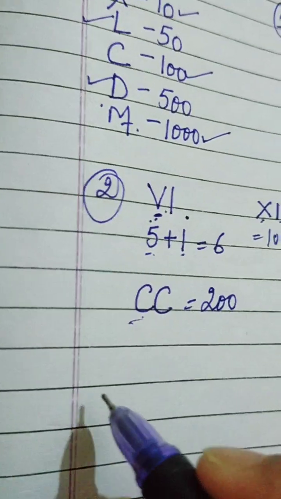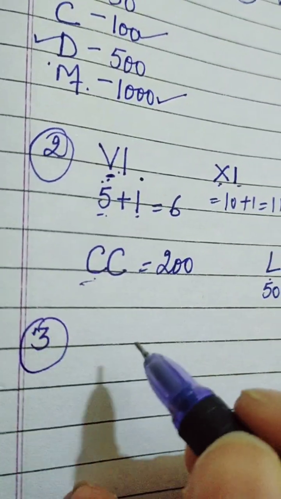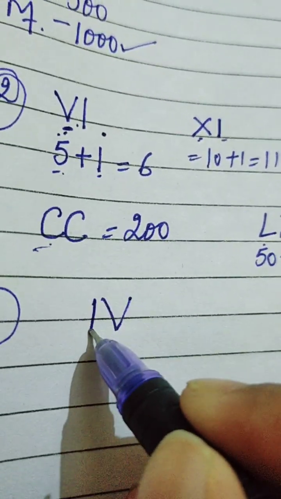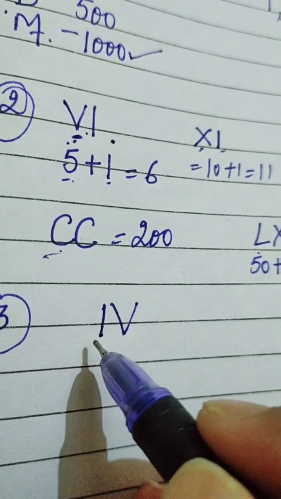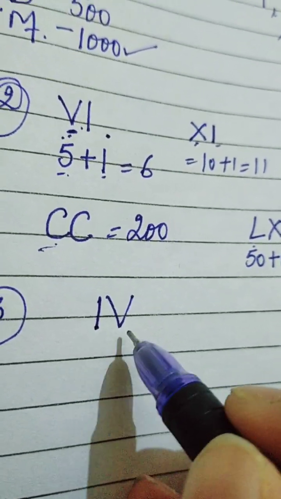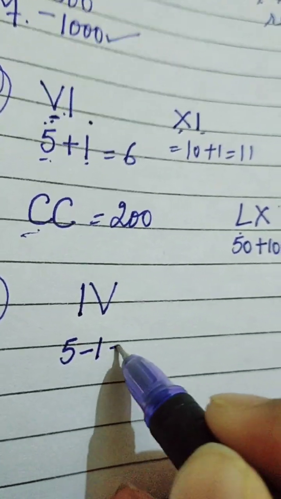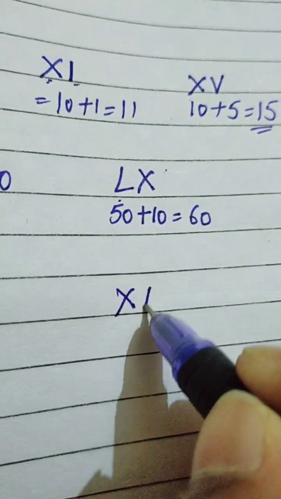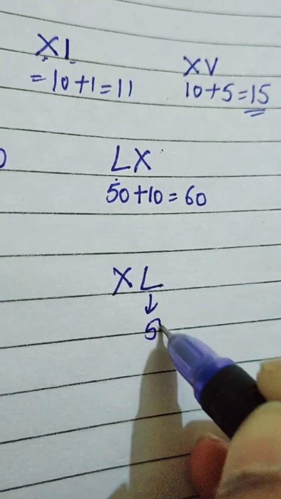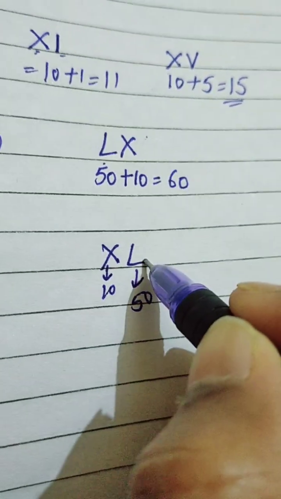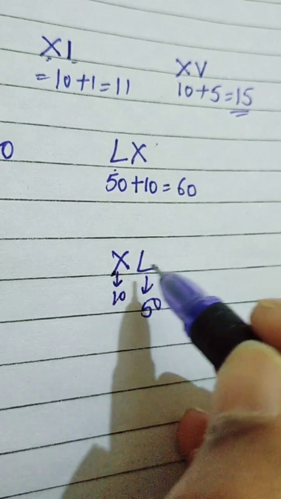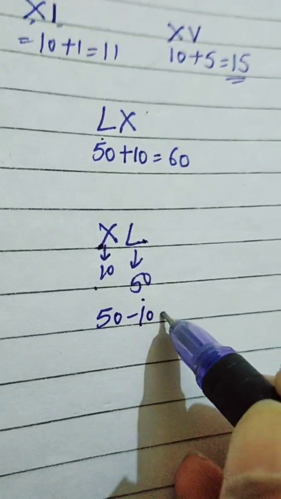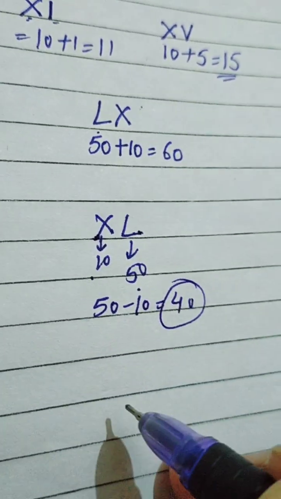Now the next rule is that if a smaller number is written on the left hand side, as this is 5 and on the left hand side of 5 I is written, means 1 is written, then these both will be subtracted. It means this is 4. If I am writing XL, here it is 50 and it is 10. 10 is written on the left hand side, so these both will be subtracted, means 50 minus 10, so it is 40.